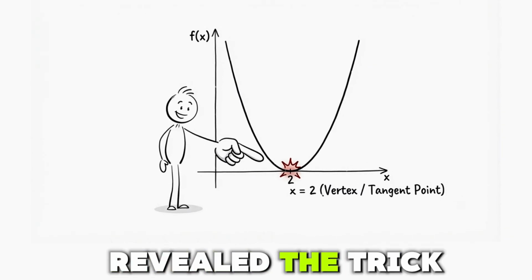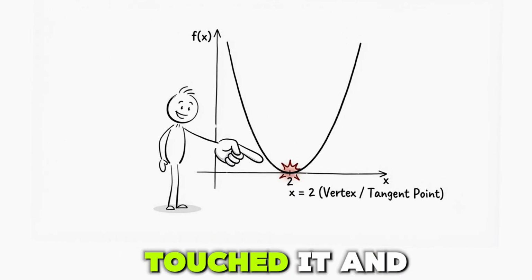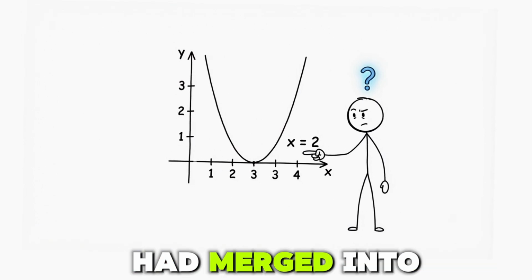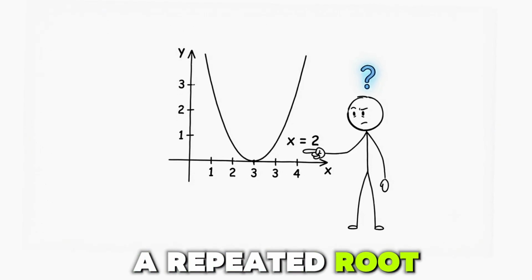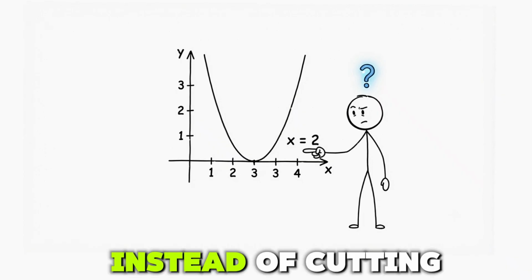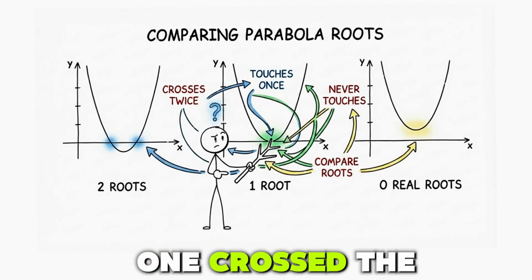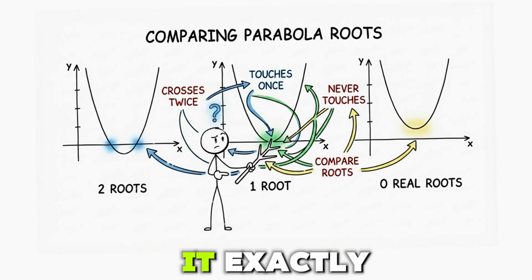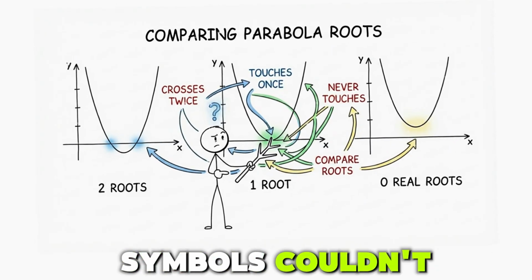The graph revealed the trick. Instead of crossing the x-axis, the curve gently touched it and bounced away. Both hidden solutions had merged into the same point. Mathematicians call this a repeated root, but visually it's simply a curve that kisses the axis instead of cutting through it. Three different equations. One crossed the axis twice, one never reached it, one touched it exactly once. The pictures explained what the symbols couldn't.